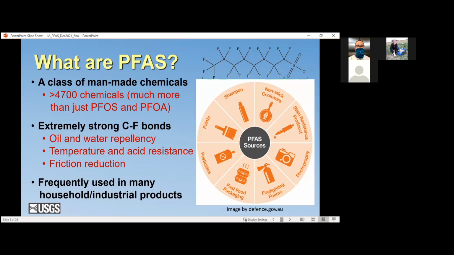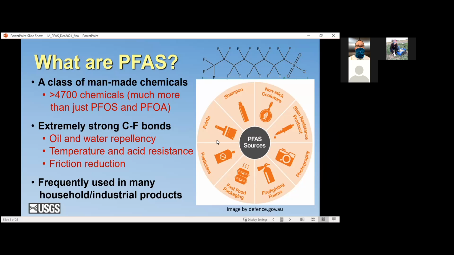PFAS are a class of man-made chemicals, a very large class made up of more than 4,700 chemicals. And really, they're much broader than the PFOS and the PFOA that most of you have probably heard about. All these PFAS have extremely strong carbon-fluorine bonds. These are one of the strongest bonds in nature. They have a whole range of beneficial properties that lends themselves to a whole range of products. They have oil and water repellency, temperature and acid resistance, friction reduction. Again, these properties lead them to a whole range of products.